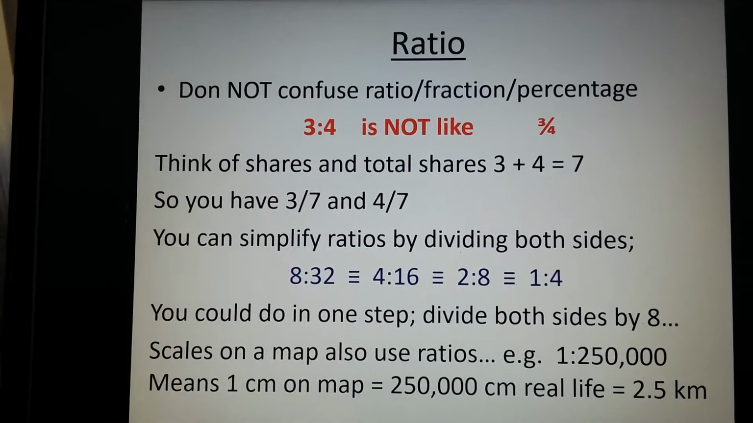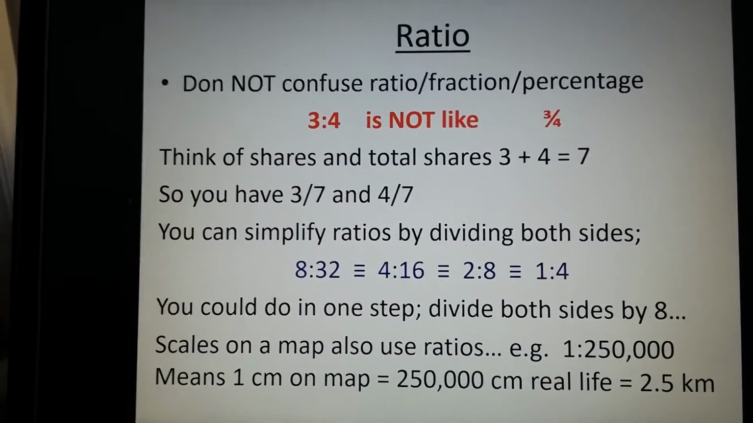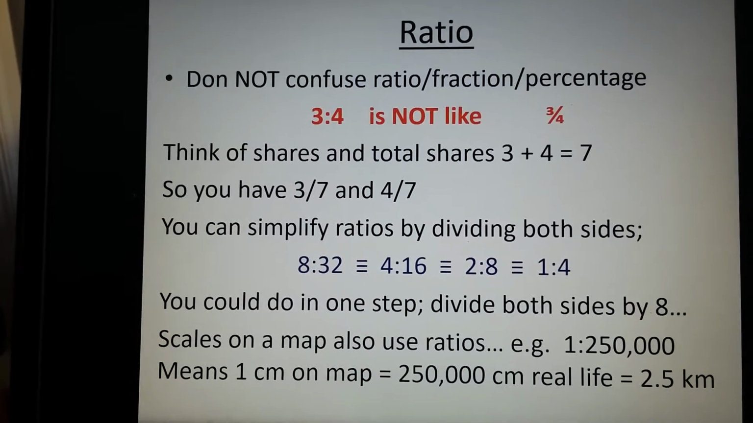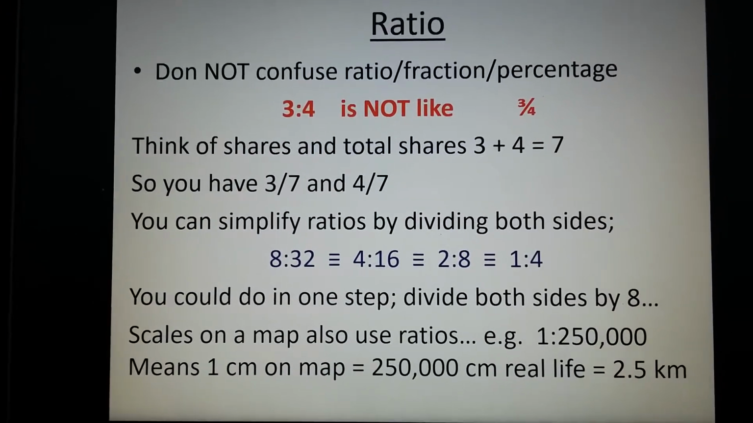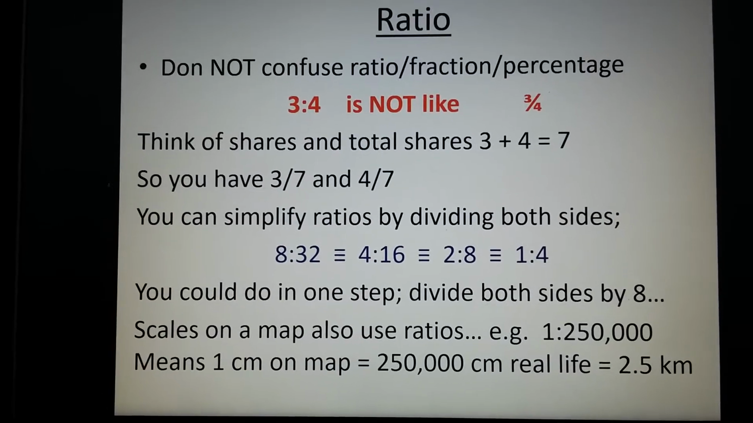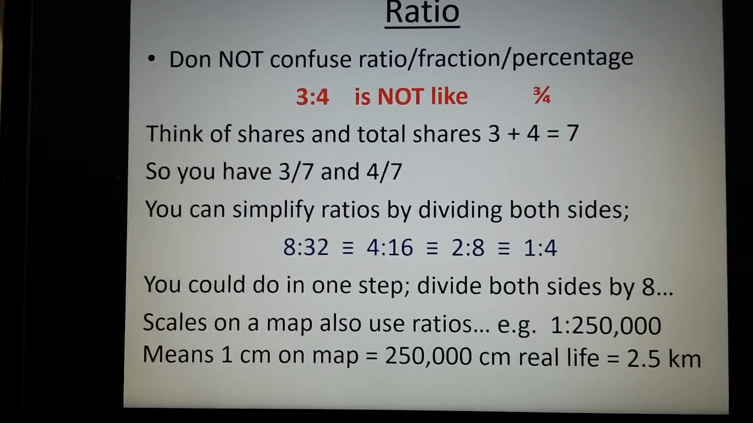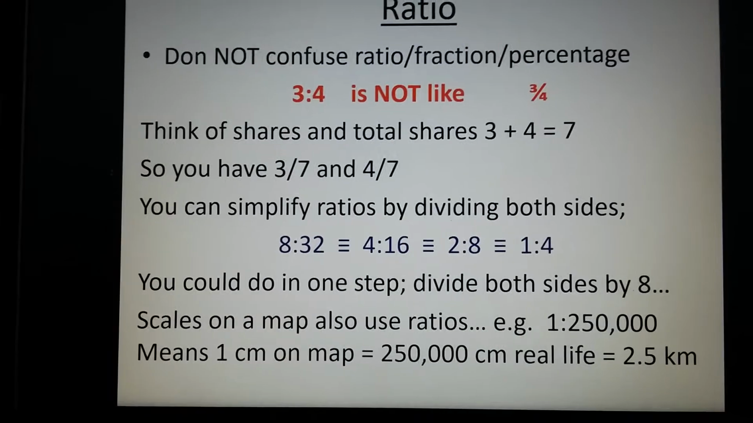Common error is to look at something like the ratio 3 to 4. We say "to" when that colon is there, so 3 to 4. A ratio of 3 to 4 is to think that's like 3/4. It's not, as it says there.